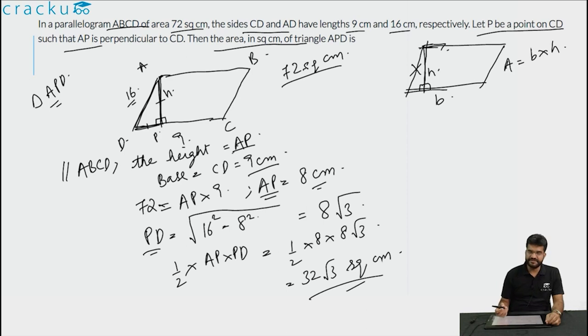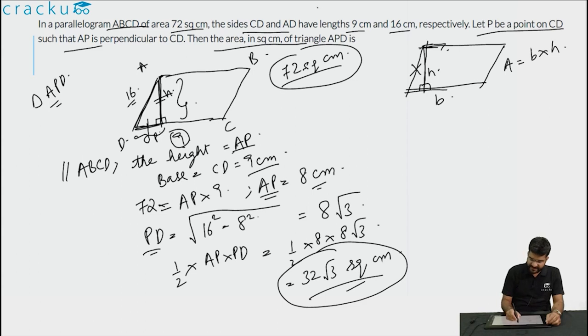What we have done in this question is quite simple. We know the area of the parallelogram, we know the base. So once we know the base, we have calculated the height of the parallelogram. Once we calculated the height, we have calculated the length of the base of the triangle APD using Pythagoras Theorem. Once we have the height of the triangle and the base of the triangle, because this is a right angle triangle, you can easily calculate its area, and this will equal 32 root 3 square centimeters.